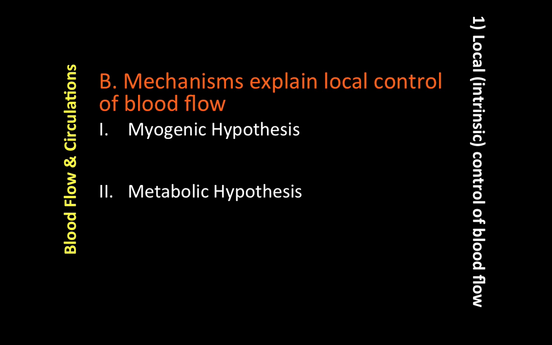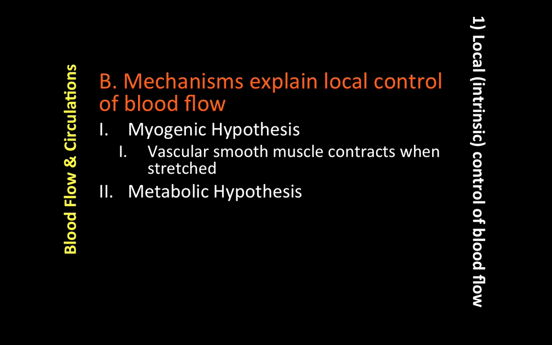So in the Myogenic Hypothesis, this hypothesis explains autoregulation but not active or reactive hyperemia. Okay, so this hypothesis is good, but it only explains autoregulation. It's based on the observation that vascular smooth muscle contracts when it's stretched. Let me give you an example. If perfusion pressure to an organ suddenly increases, the arterial smooth muscle will be stretched and will contract. The resulting vasoconstriction will maintain a constant flow.